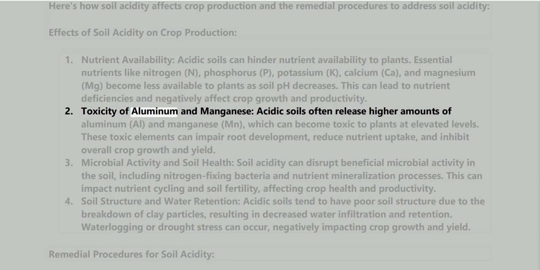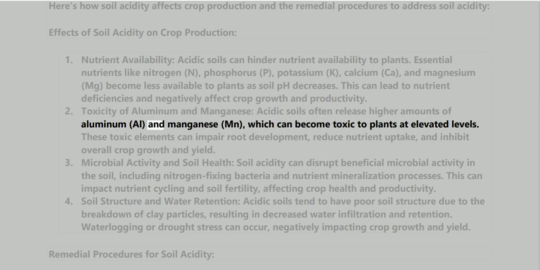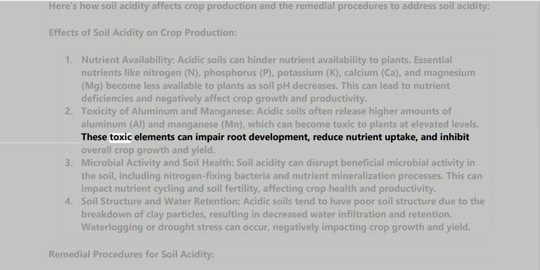2. Toxicity of aluminum and manganese. Acidic soils often release higher amounts of aluminum (Al) and manganese (Mn), which can become toxic to plants at elevated levels. These toxic elements can impair root development, reduce nutrient uptake, and inhibit overall crop growth and yield.